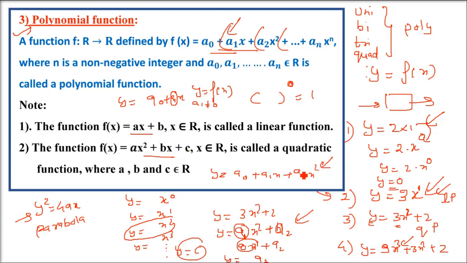So the first function you see is a linear function, the second function you see is a quadratic function. a2 should not be 0, otherwise it will become linear again. So you have to be very clear to say a2 should not be 0. The coefficient of the highest power of that polynomial should not be 0.